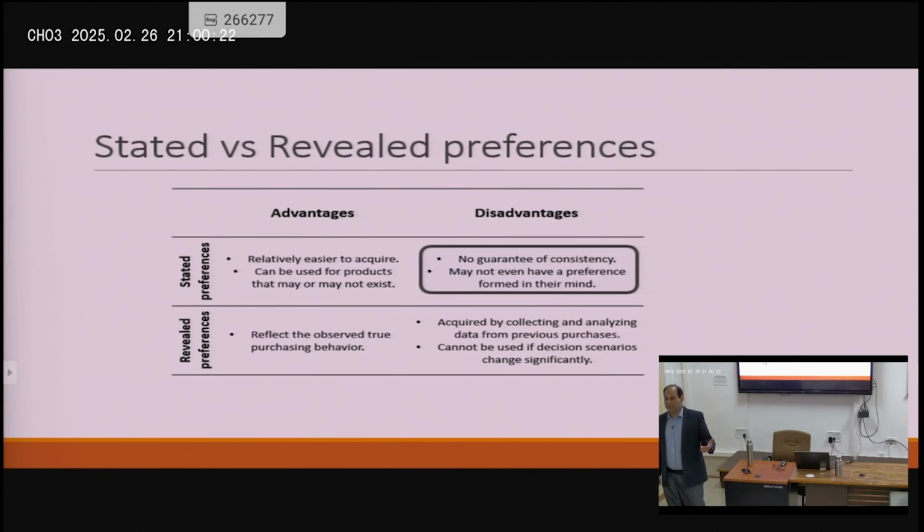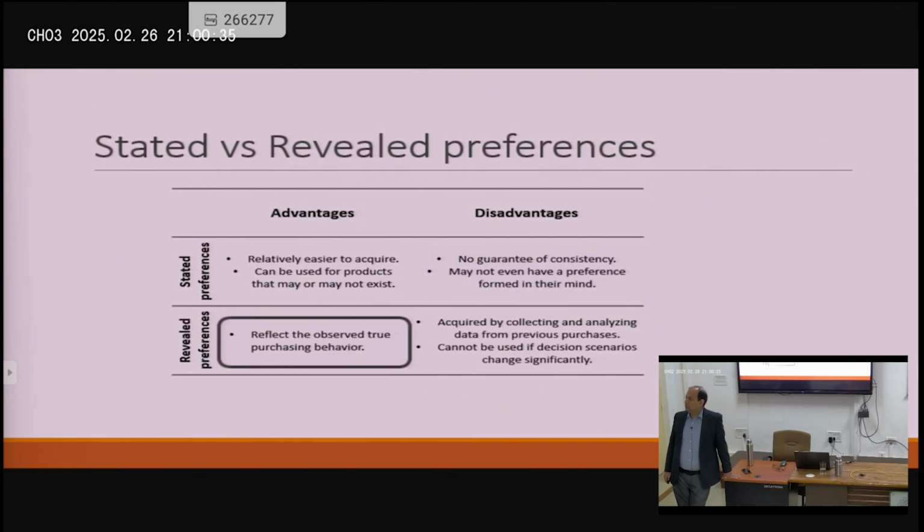If you're about to ask a question, make sure you give them the context. Make sure you let them think about it before you ask them that question. Otherwise, you'll get nonsensical answers, right? So that's that. Revealed preferences reflect the observed true purchasing behavior.